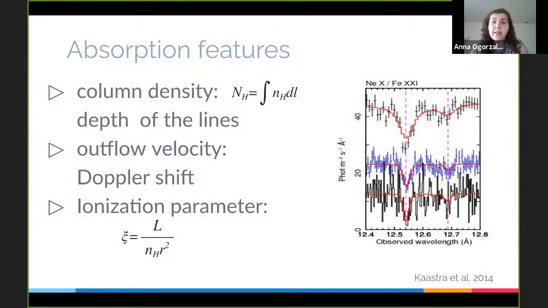These absorption features carry a lot of information in them. First of all, the depth corresponds to the column density, so amount of material on the path of the light. And then from their Doppler shifts, we can infer their velocities. Finally, by measuring the relative abundances of different ionic species, we can determine the ionization parameter, which in turn is connected via the AGN luminosity to the density and the location of the absorbing material, in this case, the black hole wind. So note that this holds true if we assume that the equilibrium in the absorber is established via photoionization processes.